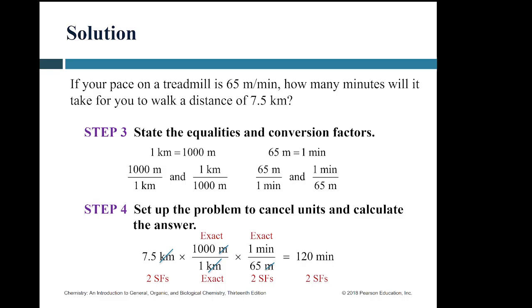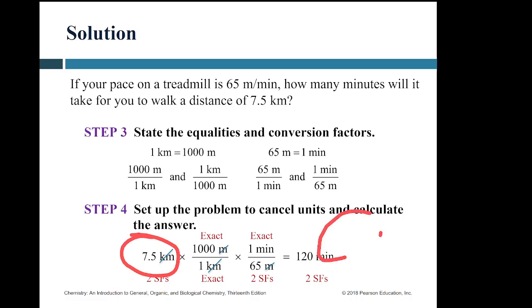Anyways, do that in the calculator. You should get like 115 or something. 115.38. Yeah, and then it's only 2 significant figures because of the kilometers right there. And so we just put 120, because we round that up to 120. Does anybody have any questions about that?